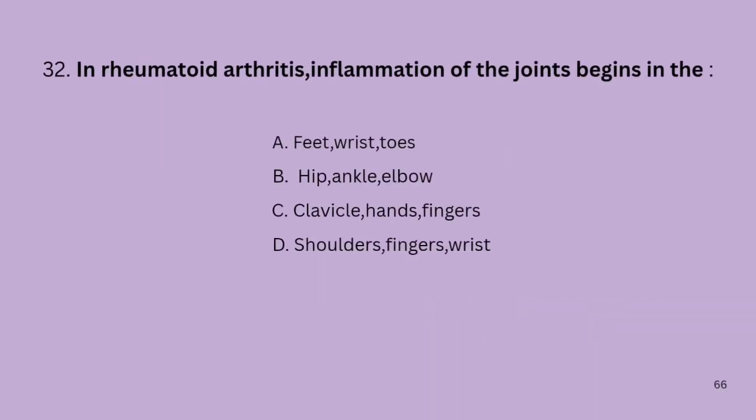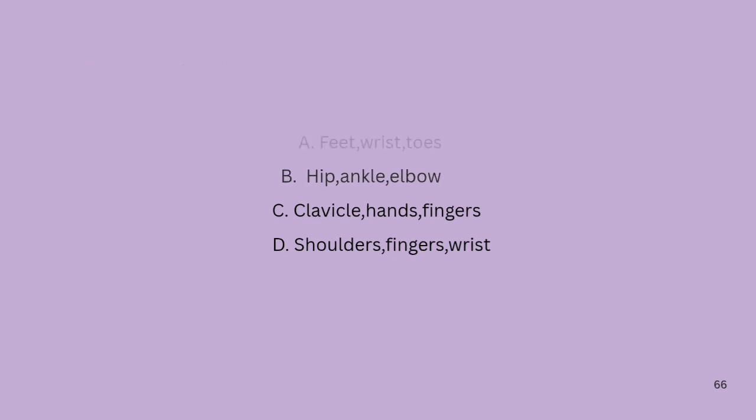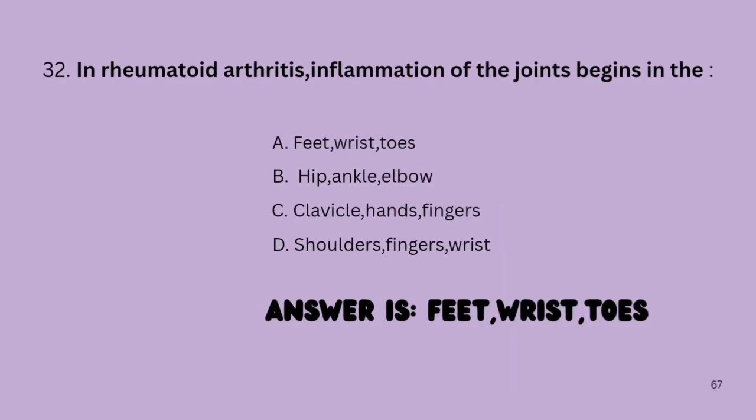Number 32. In rheumatoid arthritis, inflammation of the joints begins in the feet, wrist, toes, hip, ankle, elbow, clavicle, hands, fingers, shoulders. The answer is feet, wrist, toes.